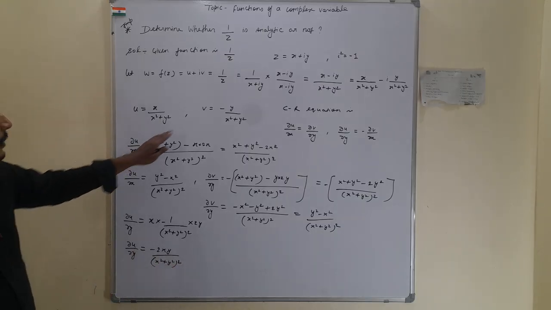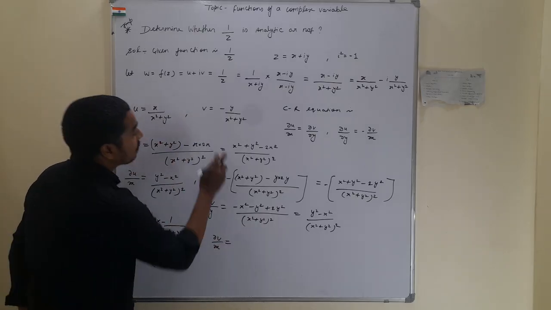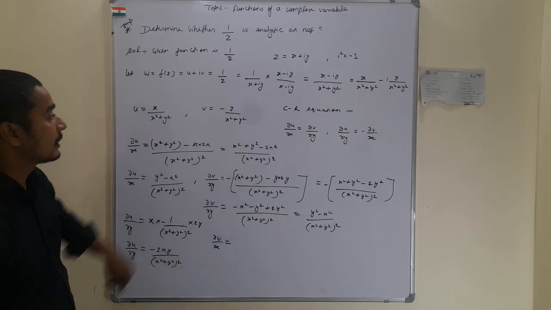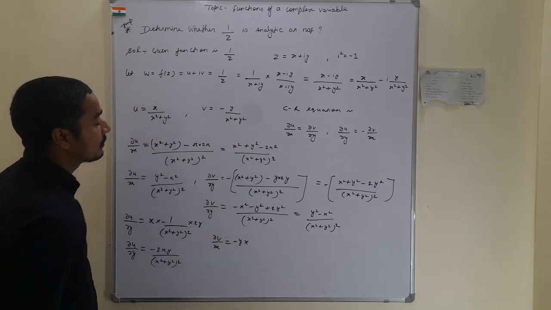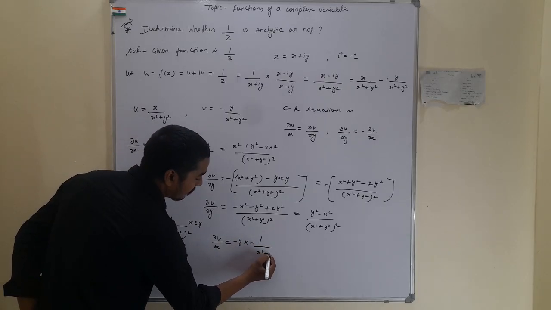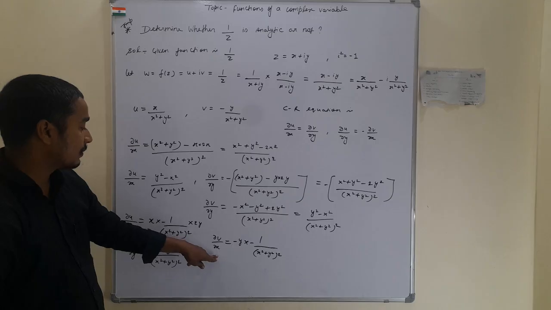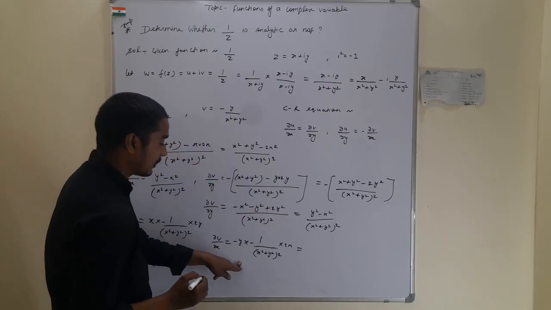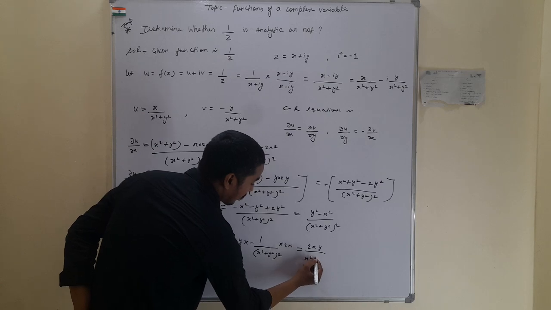Similarly we have to find ∂v/∂x. Here for ∂v/∂x, the value of v differentiating with respect to x, the coefficient x is present in the denominator, so we take minus y as constant, and 1 upon (x² + y²) differentiating with respect to x gives minus 1 upon (x² + y²) whole square, and again x² + y² differentiating with respect to x gives 2x, and from here we get minus minus plus, this gives 2xy upon (x² + y²) whole square.